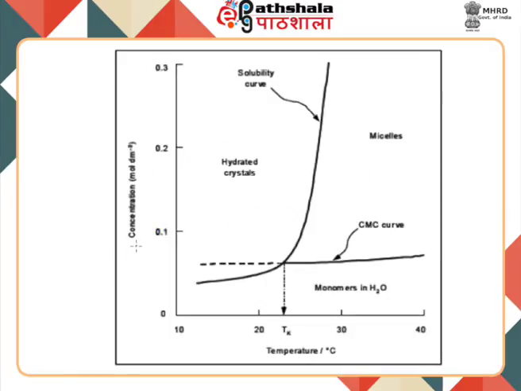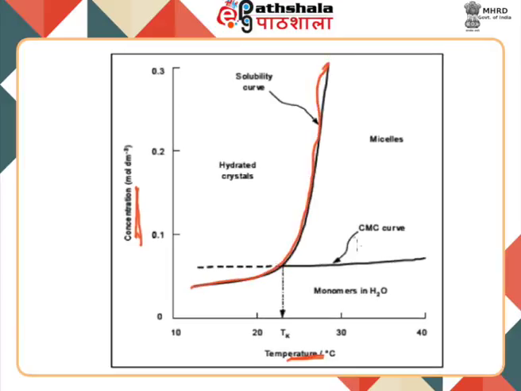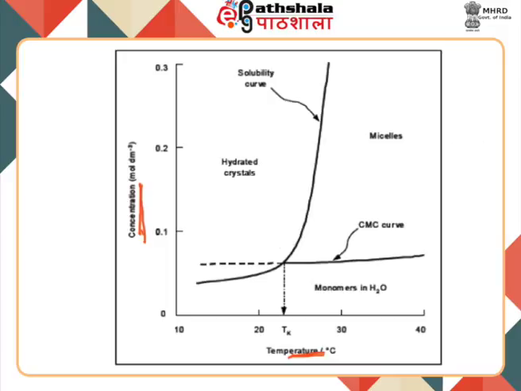So you can see here this binary phase diagram. The concentration is plotted with the temperature. Now this is the solubility curve. Furthermore, you can see that this is the CMC curve. And below this, there will be monomers which will exist in water, and above this CMC curve, you can see there will be micelle formation.